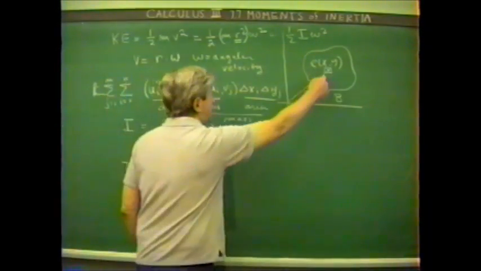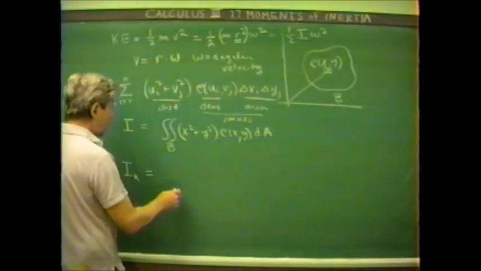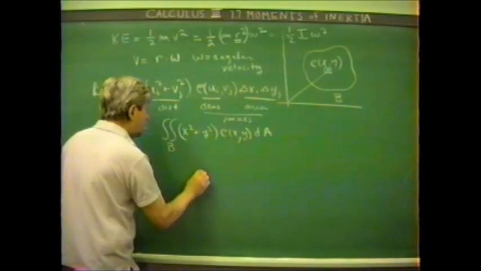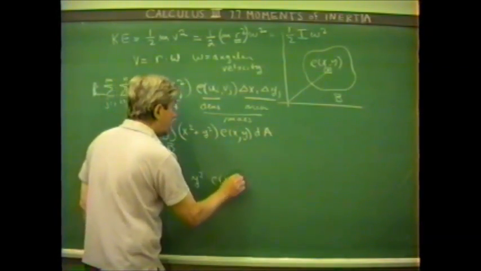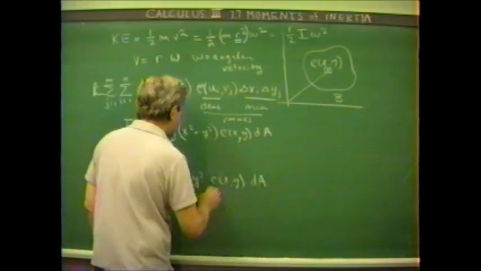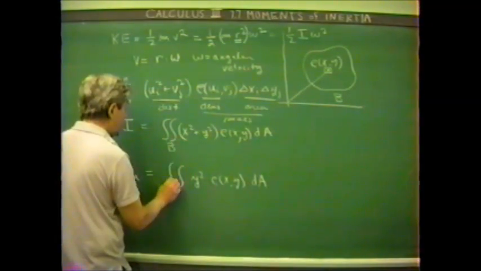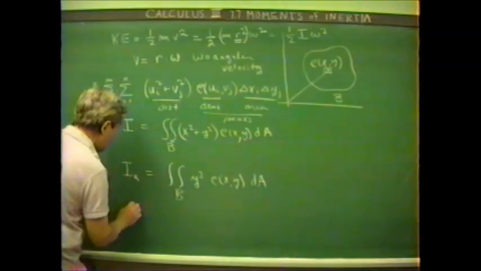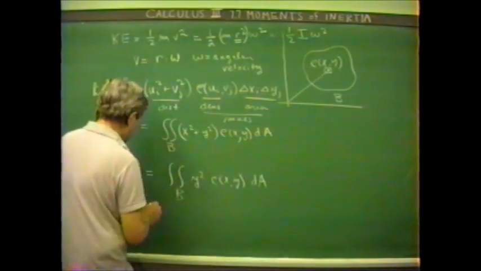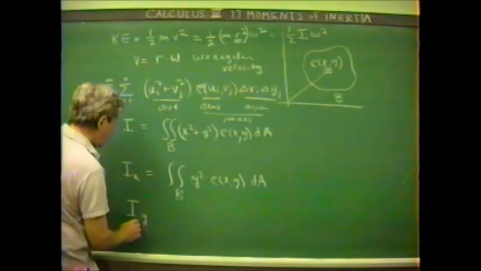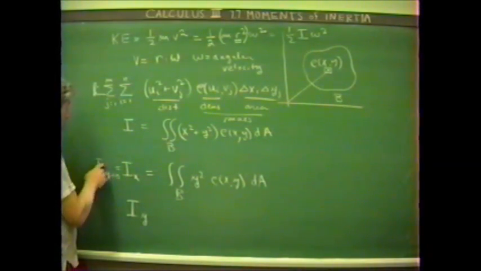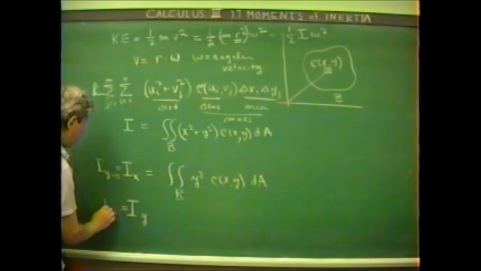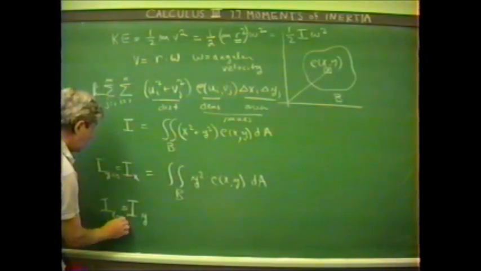And here we wish to take the distance to the x-axis, that's to say y, and square it, multiply by rho, and integrate this with respect to area over the region B. Right? The moment about the y-axis, the moment of inertia. You can also write this as the moment about y equals 0, moment of inertia about y equals 0, and this is the moment about x equals 0.